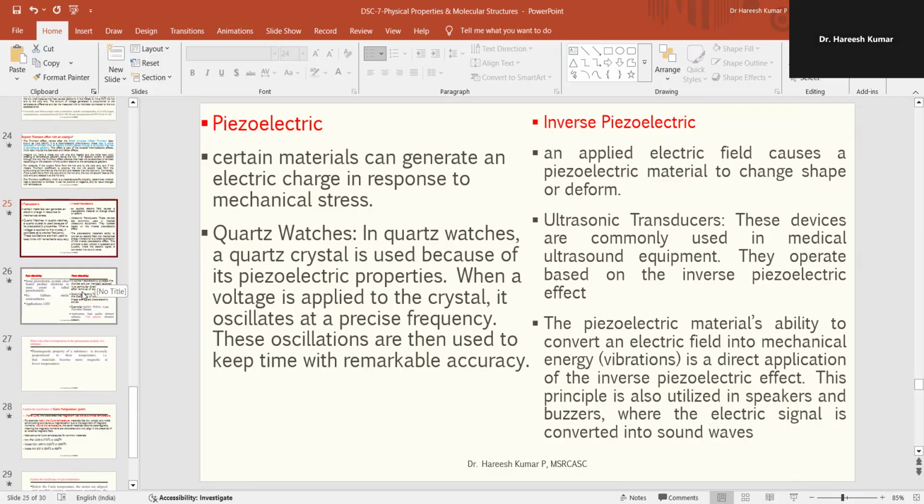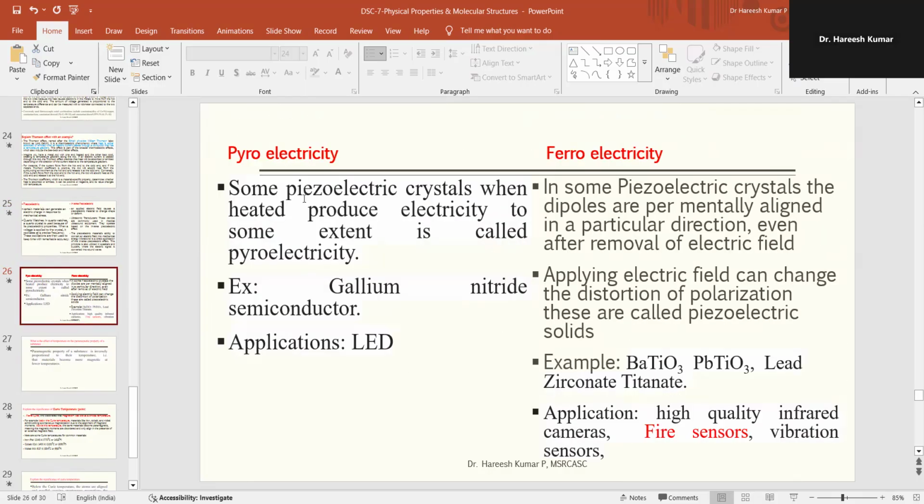Let's continue the difference between the piezoelectric and inverse piezoelectric. Some piezoelectric crystals, when heated, produce electricity to some extent, which is called pyroelectricity. Example, gallium nitride, a semiconductor, with application in LEDs, pyroelectricity and ferroelectricity.